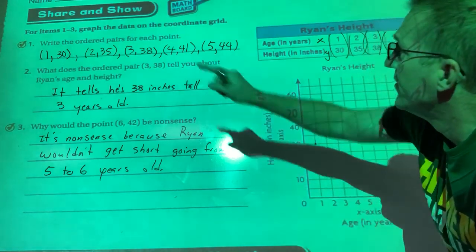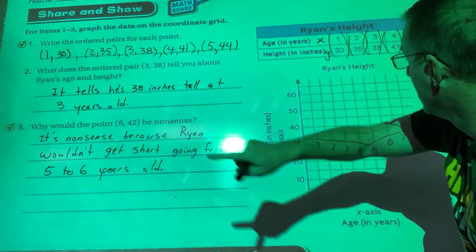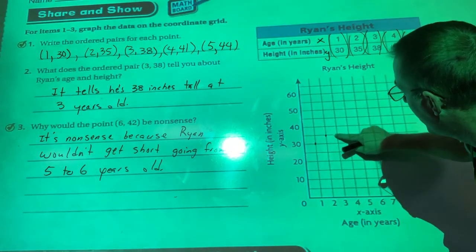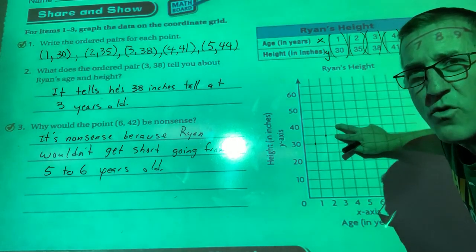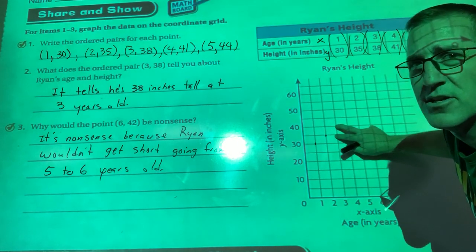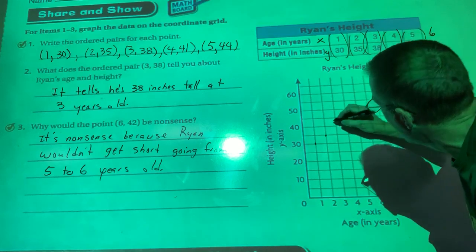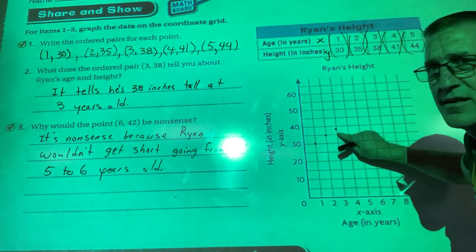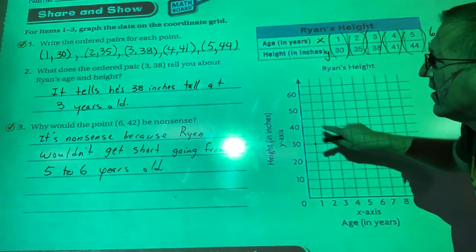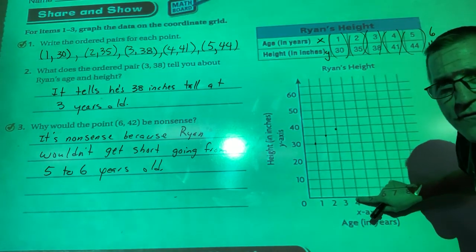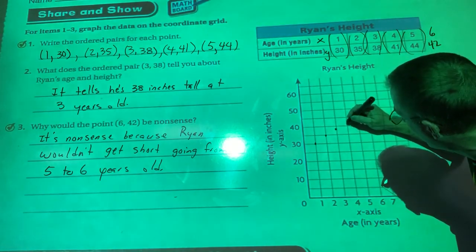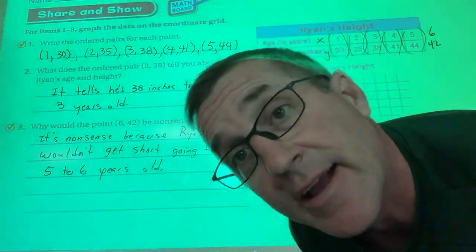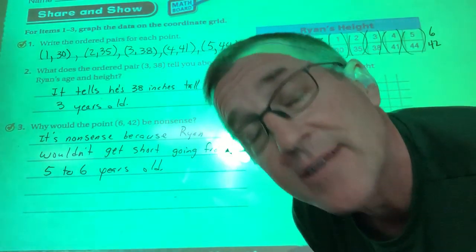That should make sense. Then I'm going to go to 3, 38. So 3 is over here. There's 35. There is no 38. There's a 40 though. So my point should be somewhere between 35 and 40. I'm just going to estimate it. It's a little closer to 40 than it is to 35. So I'm going to put it right there. All right. Then I'm going to go to 4, 41. I go over to 4, up to 40, and I'm going to put a point just above 40 to be 41. Does it need to be exact? No, just approximate. Do your best.